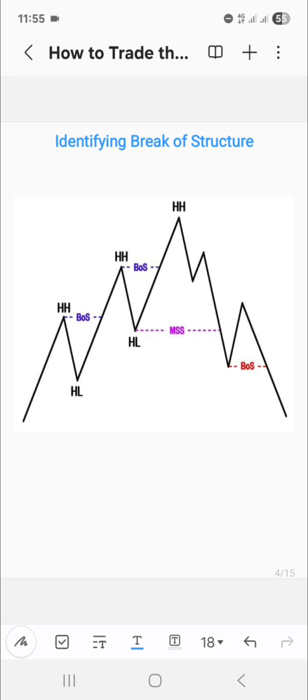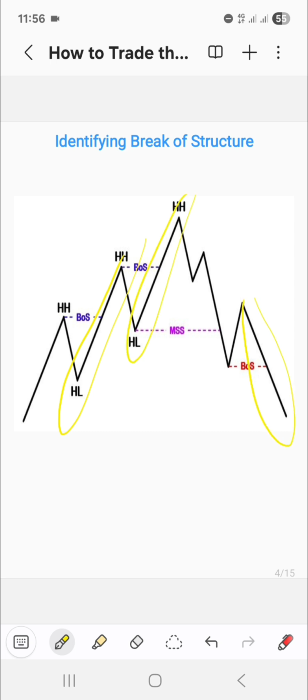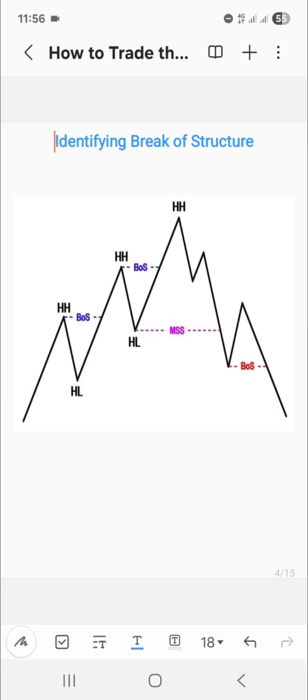Identifying a break of structure: you can see this is a clear break of structure here. One here, another clear break of structure here, and you can see another one here as well. That's how we identify and see a break of structure in practical terms. So let's get further, guys.